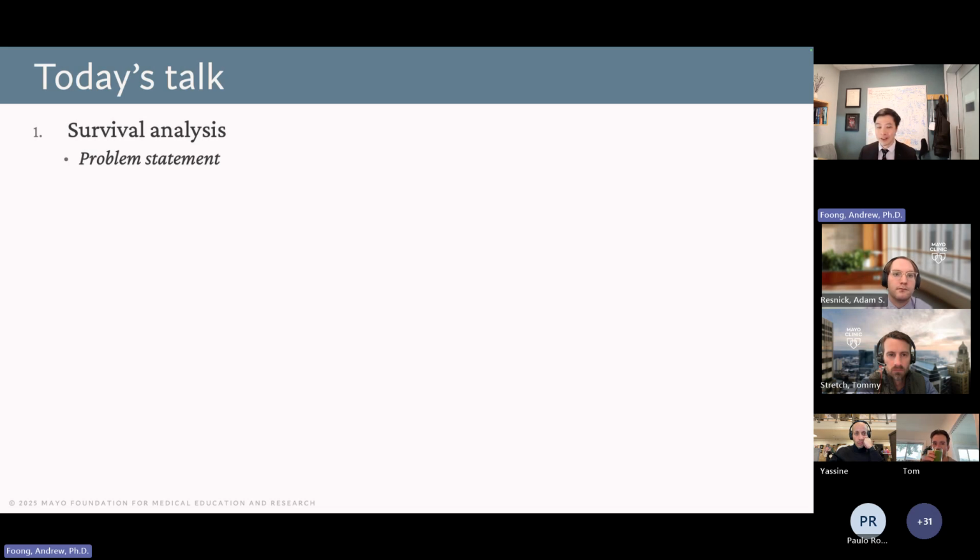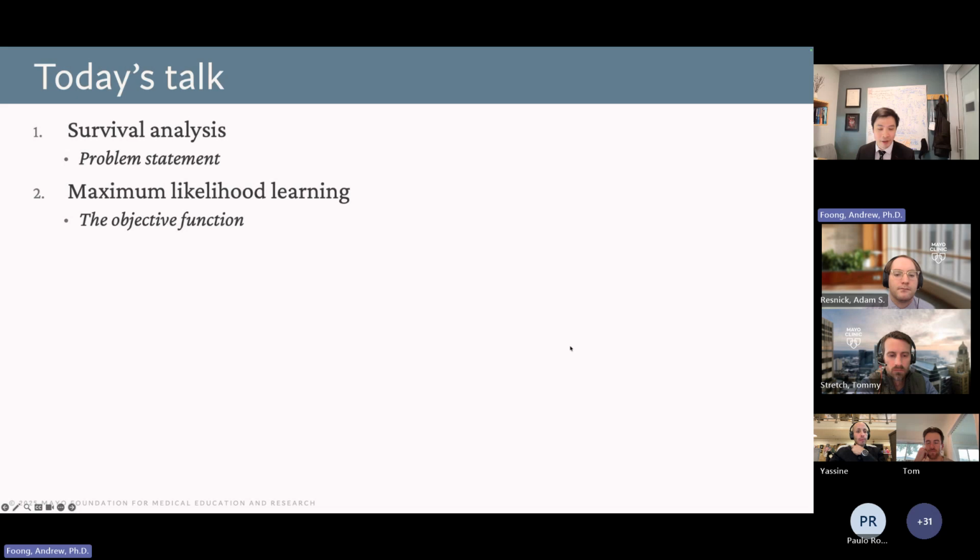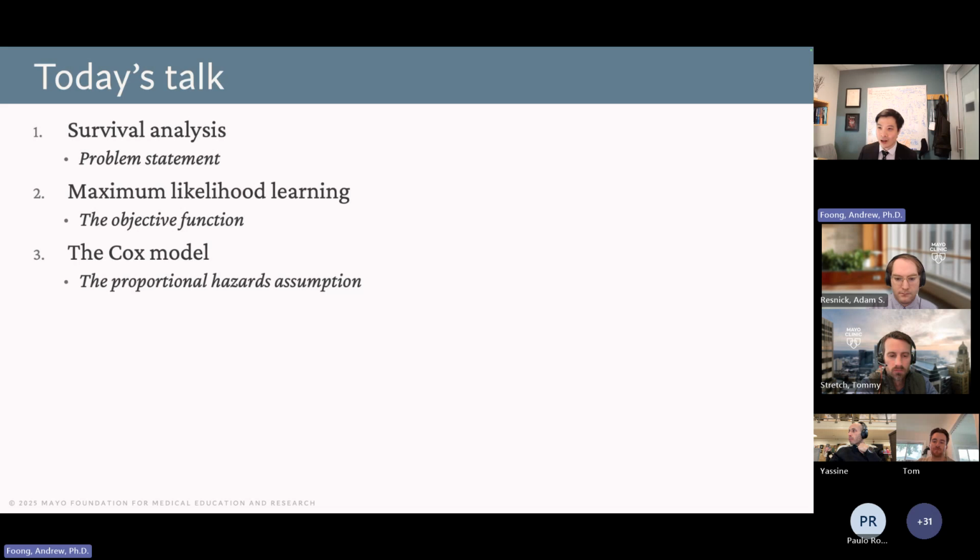Today's talk will talk about survival analysis. What's the problem statement? Just an introduction to what survival analysis is and why we might care. Then we'll talk about maximum likelihood learning, how we define an objective function for learning a model to do survival analysis. We'll then introduce the classic Cox model, which you derive just from making something called a proportional hazard assumption. I'll talk in detail about what that is.